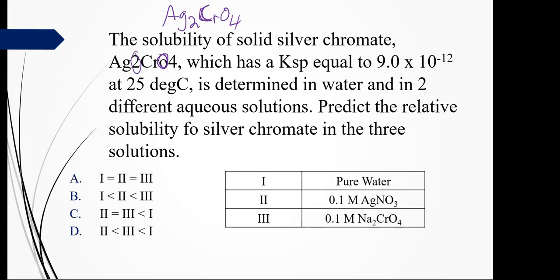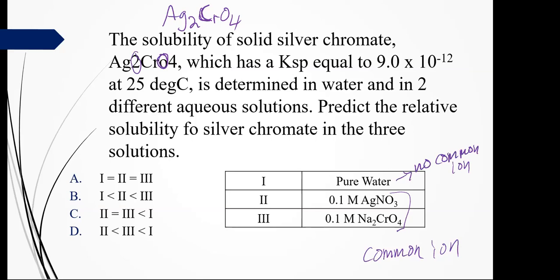And why these other things are going to matter is only if there's a common ion. Right? Because if there's a common ion, then it's going to shift our equilibrium because we would have more products already there than if it wasn't. So in pure water, there's no common ion, so as much of it can dissolve as it can dissolve.